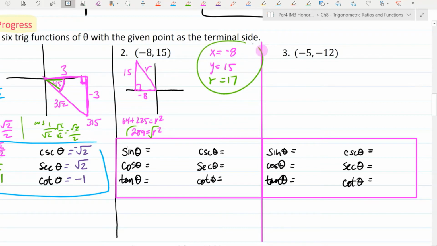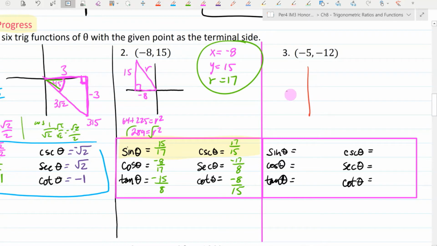All right, so sine is y over r. So this is the reciprocal. Cosine is x over r. This is the reciprocal for secant. And for tangent, it's y over x. And this is the reciprocal. Now, you're always going to have only 2 that are positive, and the rest will be negative, unless you're in quadrant 1, and then if you're in quadrant 1, everything will be positive.